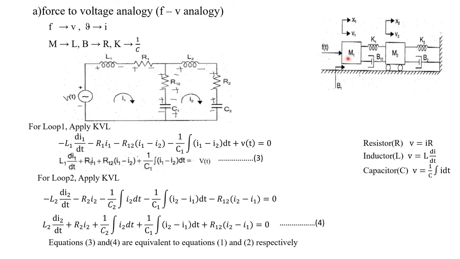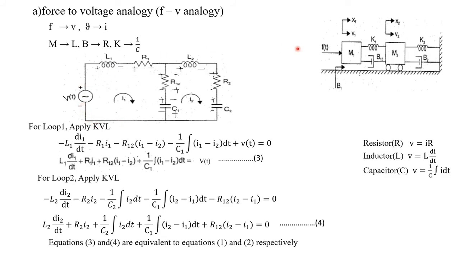F of t is an applied force, so F will be transformed into V, isn't it? So correspondingly here we have to put a voltage source. Understood? So in mass m1 we have a force F of t, that's an input signal. So this force F will be transformed into a voltage V. So here we have this input, so we have to draw a voltage source. On the top you have to put plus and on the bottom you have to put minus, because this is a ground line. So in the ground line you have to connect the negative terminal of this voltage source.